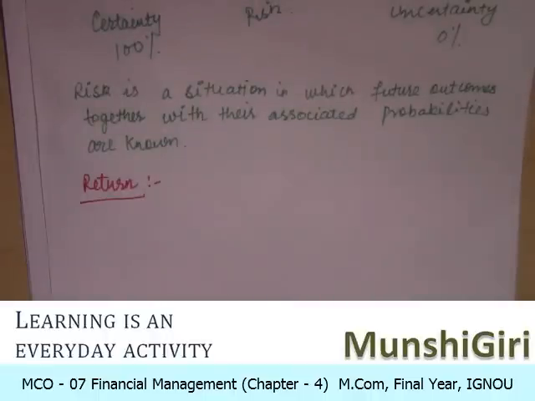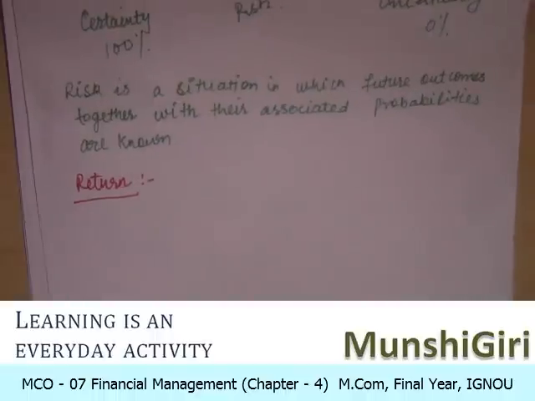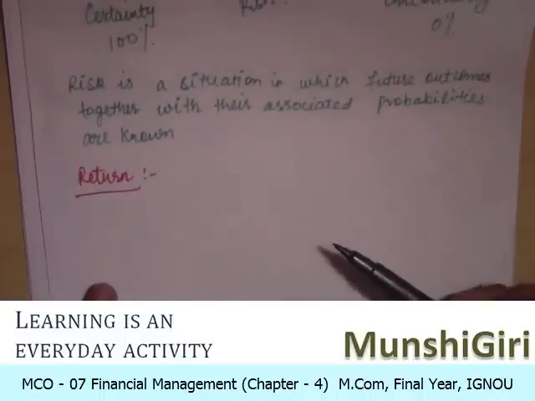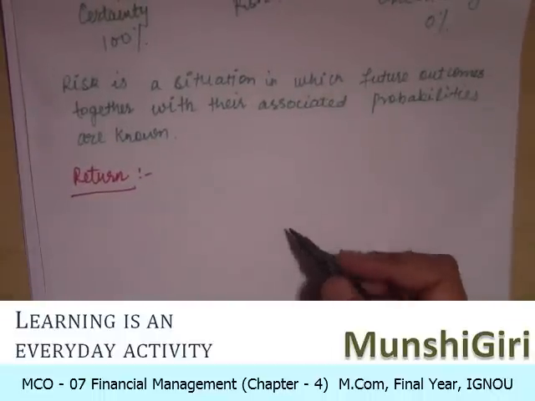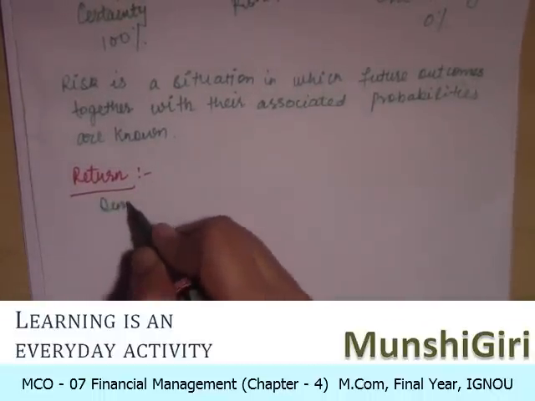Return has several dimensions, like book value versus market return, single period versus multi-period return, ex ante expected versus ex post realized return, and security versus the portfolio return. These are the dimensions of return.